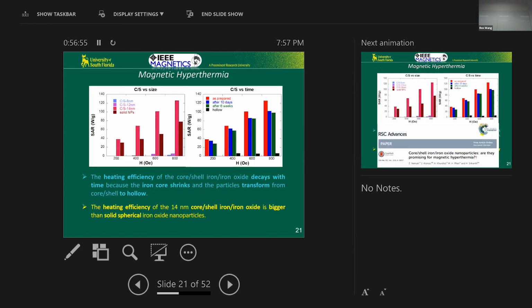I'm going to show them as histograms for comparison, the SAR values. So you can see that the proof of concept worked. As soon as we made the particles, we can show that the core shell particles indeed had a larger SAR because of the iron core. Okay?